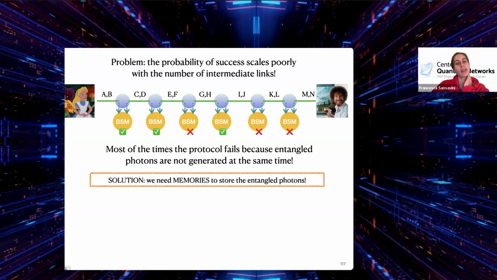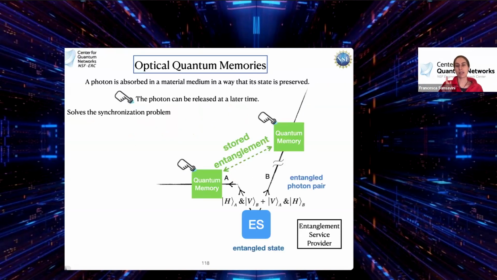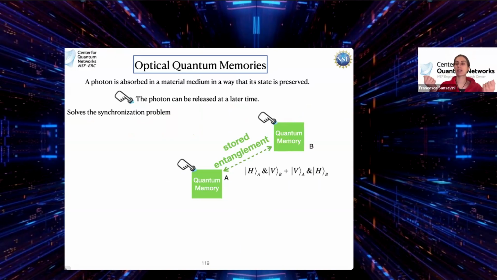Now, the solution here is to use quantum memories to store the entangled photons. So basically, we will have quantum memories, and we will see it in part 4, in the intermediate stations. These quantum memories will store the entangled photons. We will wait for the whole chain to be ready to go. And when everything is ready to go, what we need to do is hit a button on our quantum memory to release the entangled pair. So in this way, we have this entanglement HV plus VH stored in a stationary qubit in a quantum memory.